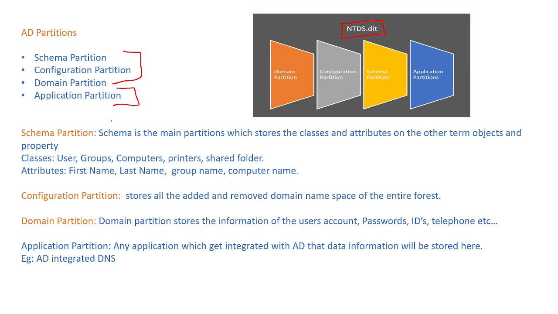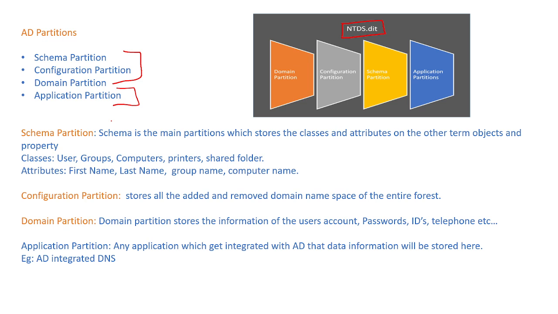So now let us understand the importance and what exactly each partition does. The schema partition is the main partition because it stores all your classes and attributes. It stores your username, computer name, all the classes and attributes. When you create a username and password, it will be stored in the schema partition only.